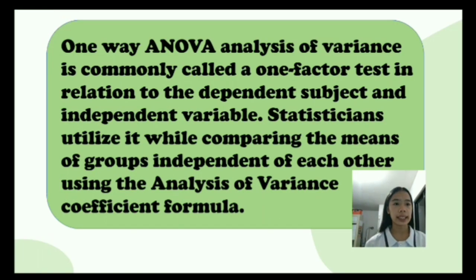One-way ANOVA, analysis of variance, is commonly called a one-factor test in relation to the dependent and independent variable. A statistician utilizes it while comparing the means of groups independent of each other using the analysis of variance coefficient formula.